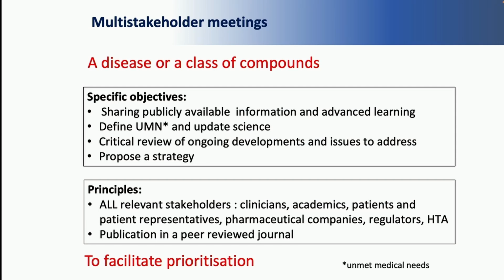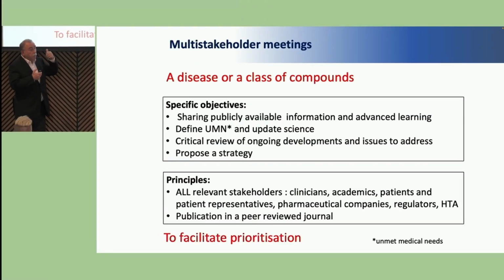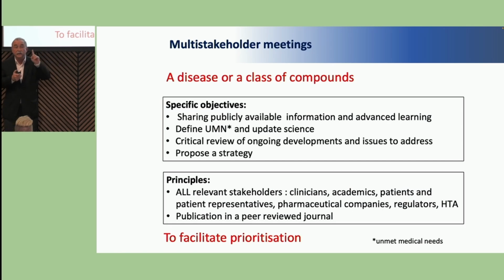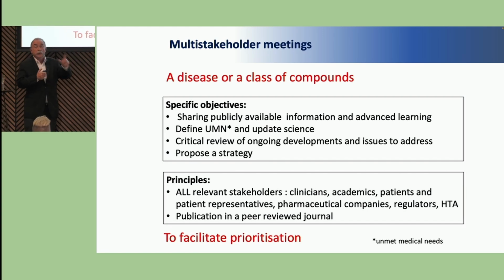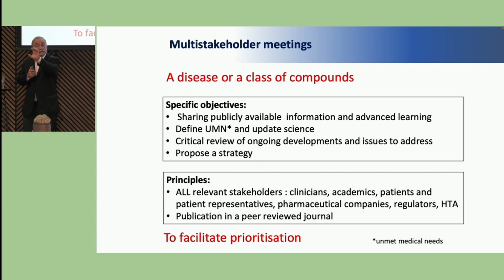What is a multi-stakeholder meeting? It's a meeting addressing either a disease, a pediatric disease, or a class of compounds where we look at what is sharing the publicly available information and advanced learning on science, defining the unmet medical needs in this pediatric disease, critical review and sharing of the developments at the moment of the medicine that would be relevant to address these needs, and also proposing a strategy, which is very much how in a given disease, addressing the needs with what is being developed in a better way than it has been done so far.